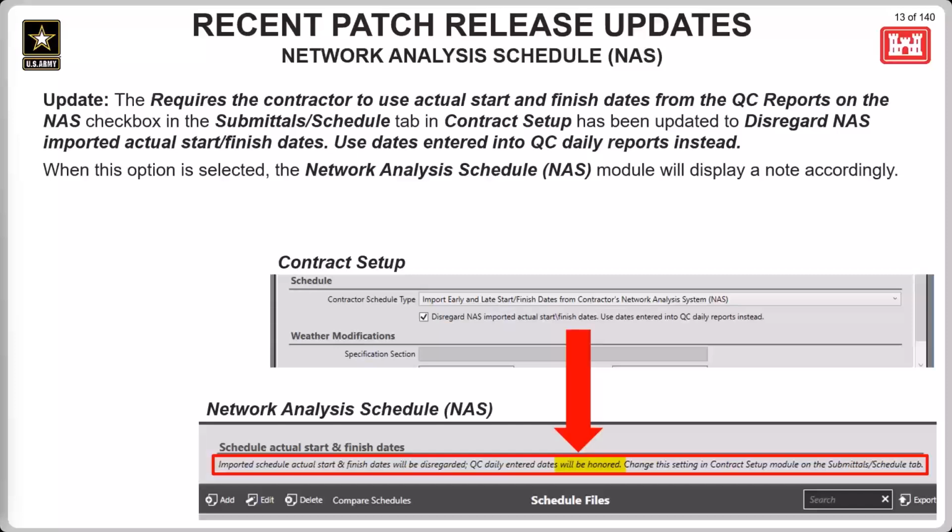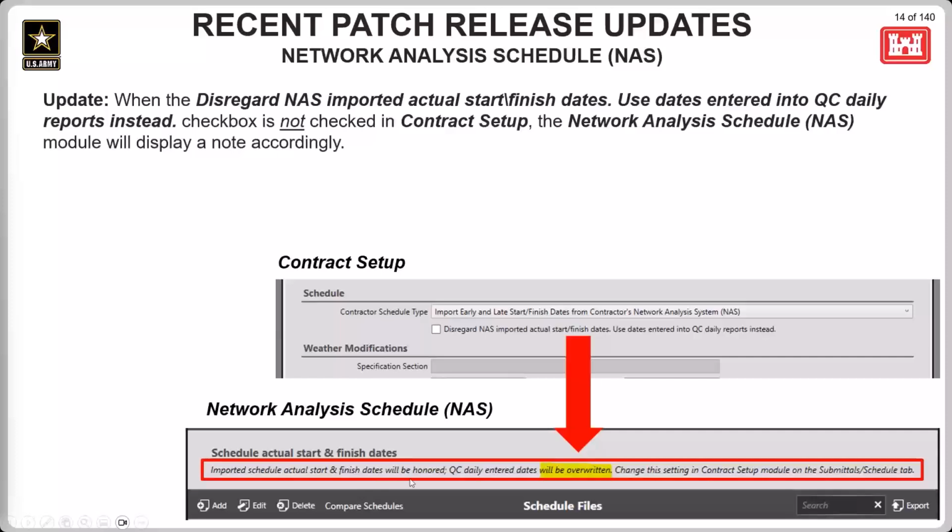Also, when this checkbox is selected in contract setup, the network analysis schedule module is also going to contain a note regarding this setting for the contract. So we can see here QC daily entered dates will be honored and the checkbox is checked. And then QC daily entered dates will be overwritten and the checkbox is unchecked. So the note on the network analysis schedule module is going to update depending on how that option is set in contract setup.